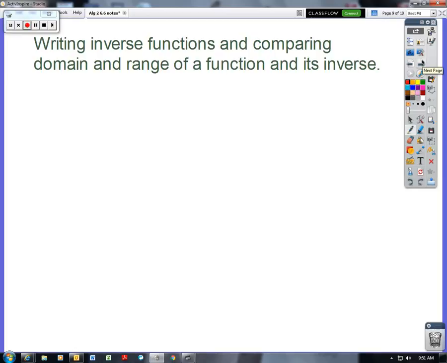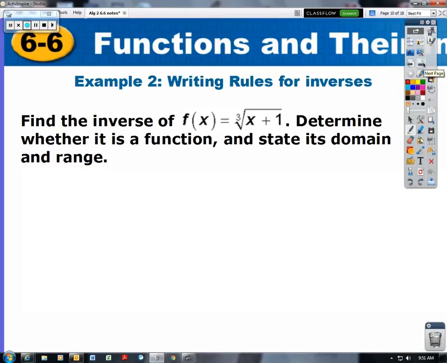Writing inverse functions and comparing domain and range of a function and its inverse. Okay, I'm not sure what I had in mind. I made these slides last year. Not too sure what I had in mind for that one. Let's do the example and see.